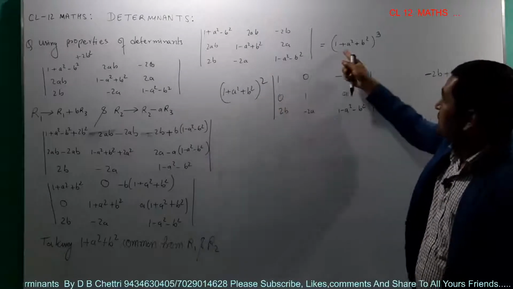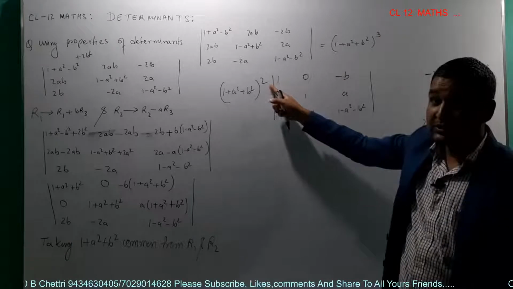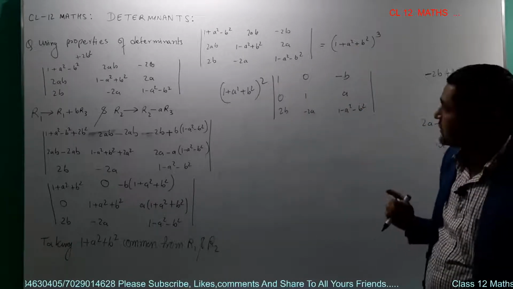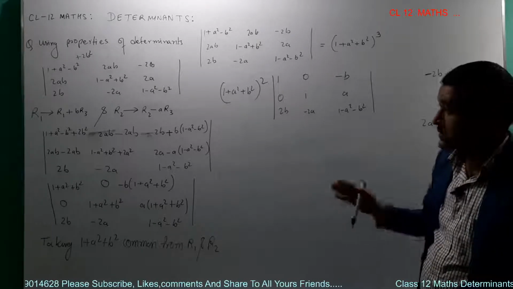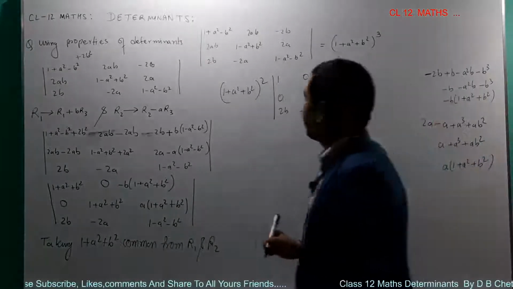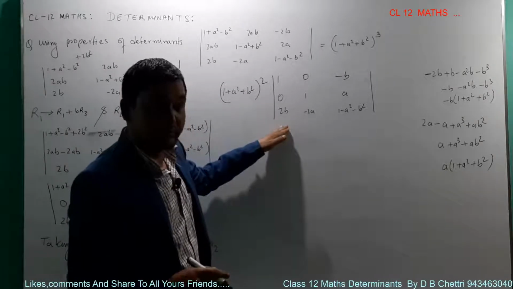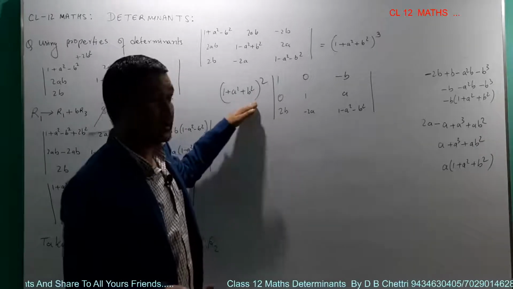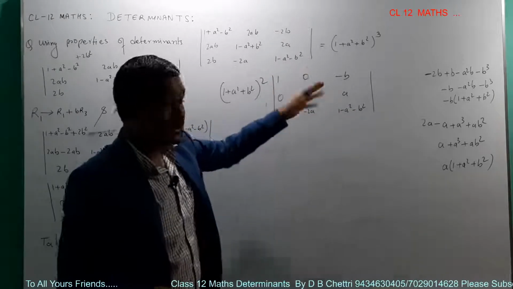Because on the right hand side, 1 plus a square plus b square, whole cube, is there, we got a square, so we will need one more factor to make it a cube. We are going to expand along a row or column, because there is no continuous zero in any row or column. Did you see any possibility to make zeros? No. Then what to do? The final step is expanding after taking the common factor. Only one common factor is left, so we can get it easily.